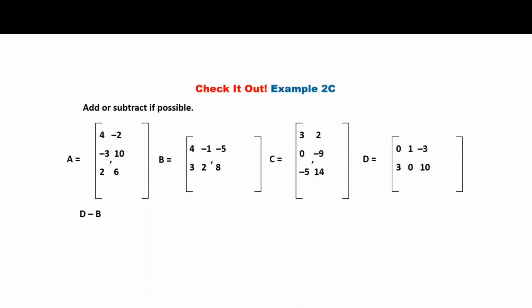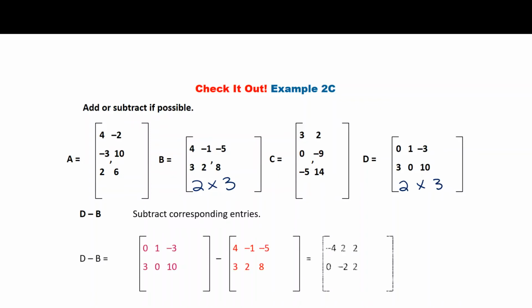So let's look at D. D is made up of 2 rows and 3 columns. And B is also made up of 2 rows and 3 columns. So we can do that. So we're going to write our matrix down. We're going to subtract the corresponding entries.